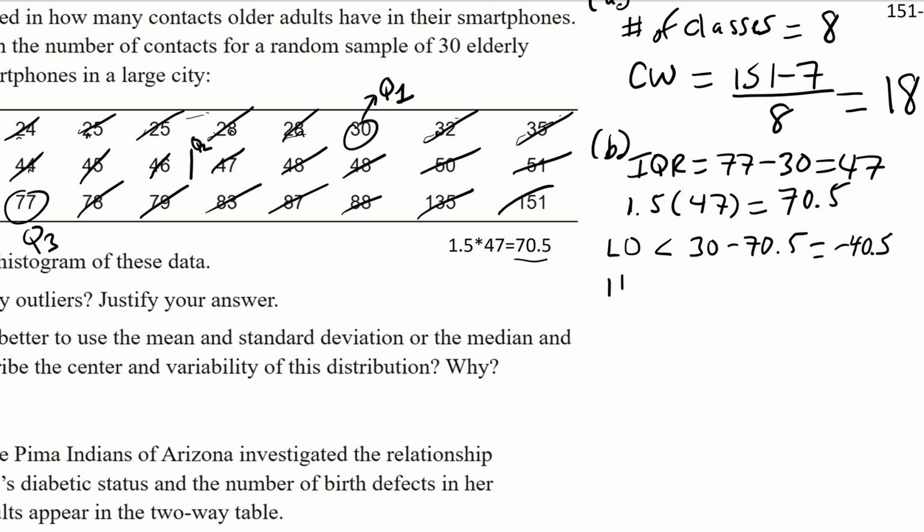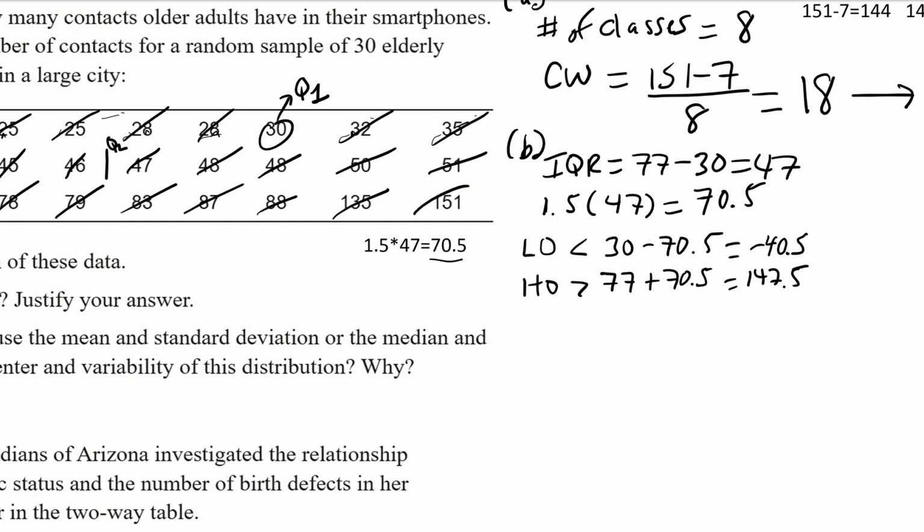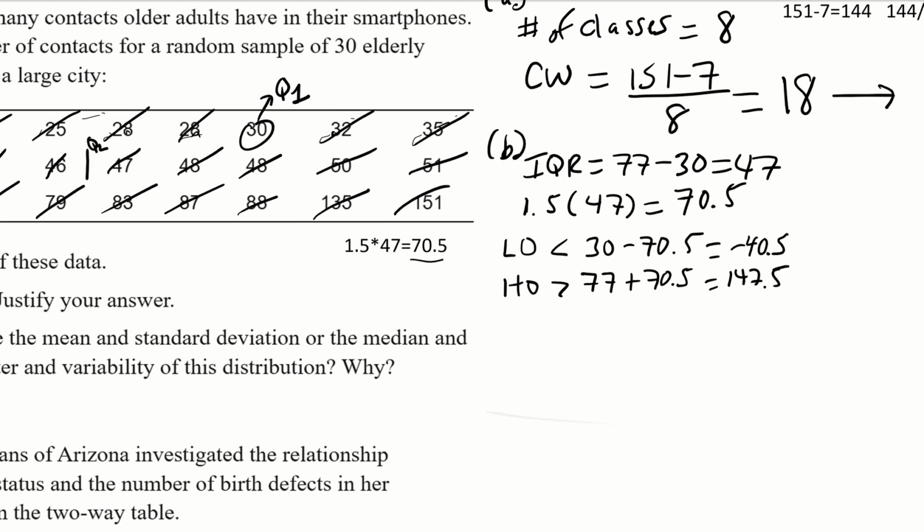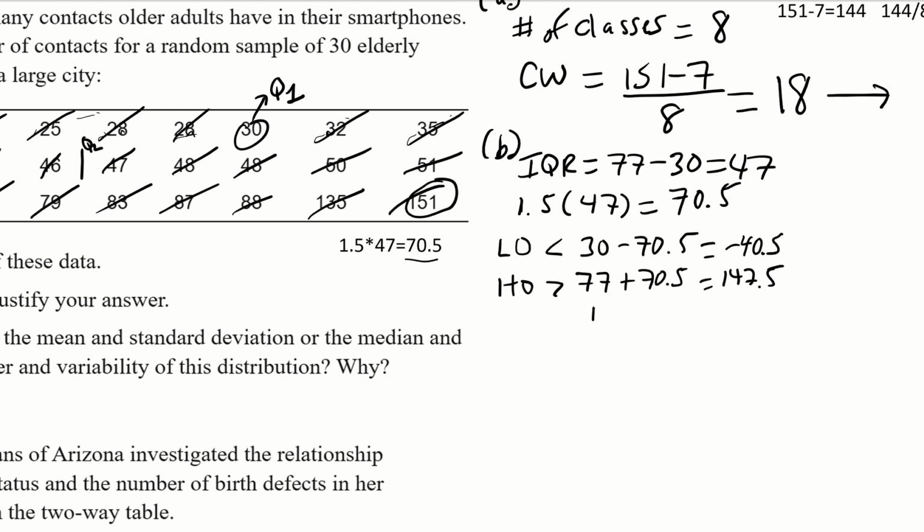Now our high outlier has to be greater than the third quartile plus that. 77 plus the 70.5 is 147.5. So if there are any numbers greater than 147.5 or less than negative 40.5, they're considered outliers. We do seem to have an outlier because it appears that 151 is an outlier. So 151 is greater than 147.5. Therefore, 151 is a high outlier.